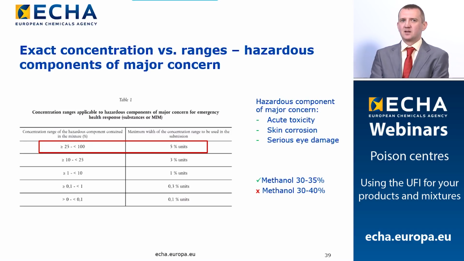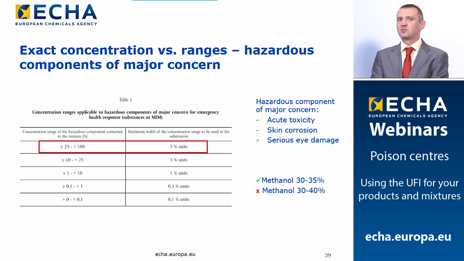I mentioned earlier that you need to define concentration of components or mixtures in mixtures as exact percentages or ranges. If you choose ranges, different rules apply for maximum weight of the range, depending whether we speak about a component of major concern for emergency health response or not. So, components of major concern are, for example, those that are classified as for acute toxicity, skin corrosion, or serious eye damage. For such components, allowed ranges are stricter than for the other.